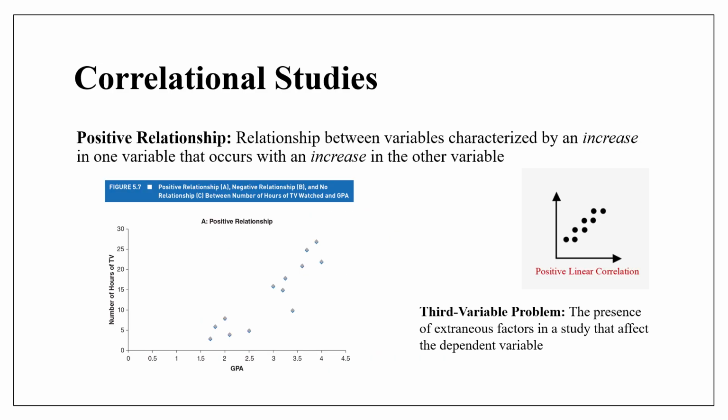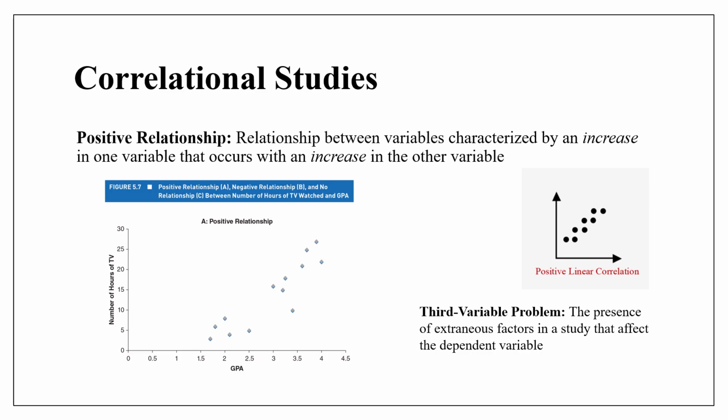Again, with correlational studies, we're interested in seeing how the variables associate with each other. In the previous slide, we had an example of no association or zero correlation, meaning that one variable does not influence the other one in any way. We can also have a positive relationship, where this relationship between the variables will be characterized by an increase in one variable that occurs with an increase in another variable.